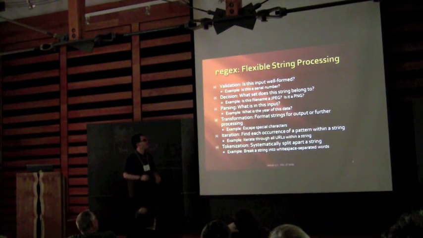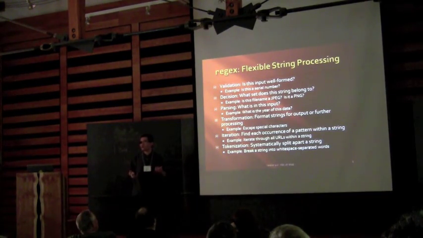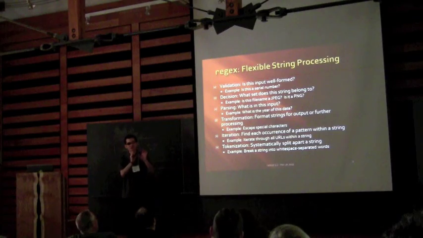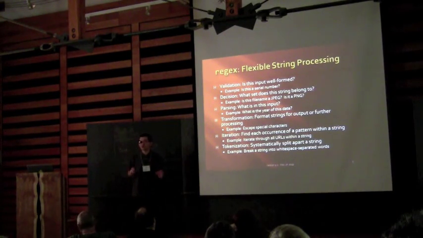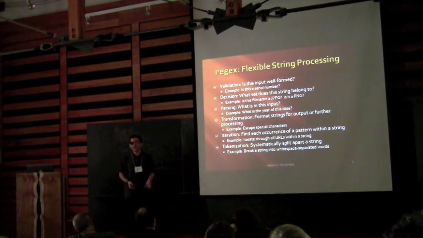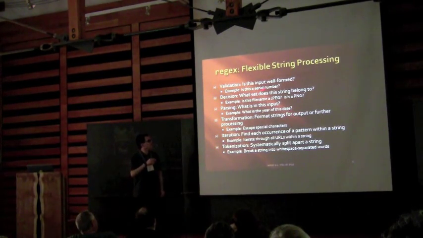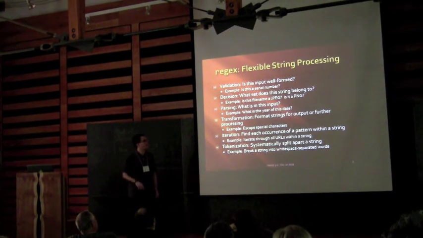That's the first step. Sometimes you might have input that you know is good, but you want to know which set of possible inputs it belongs to. For example, you might have a valid file name. It came from your file system, so you know it doesn't have, like, backslashes in it. But you want to know, is it a JPEG, is it a PNG, what's the extension? You can do that with Regex as well.